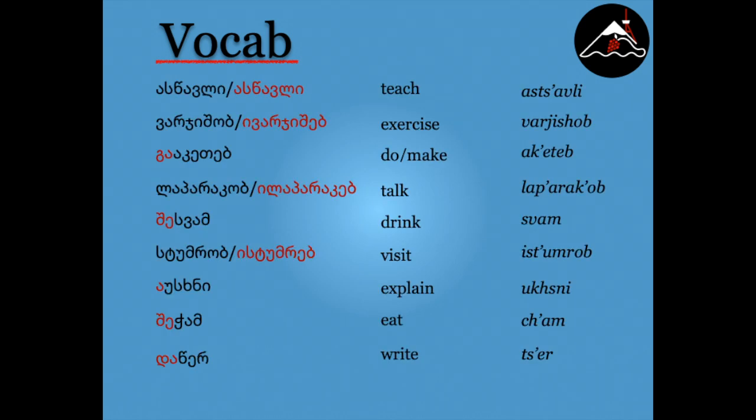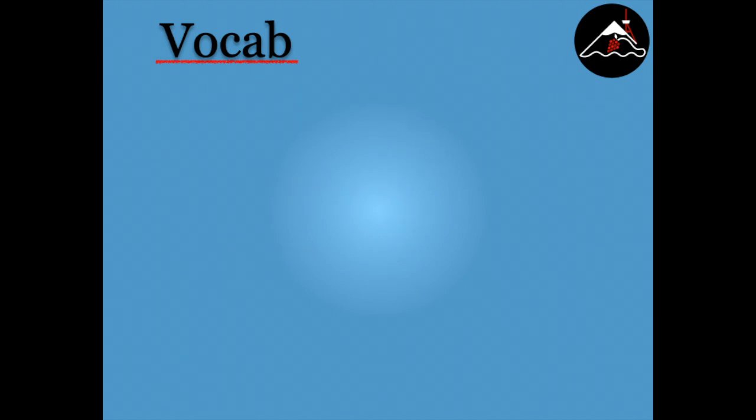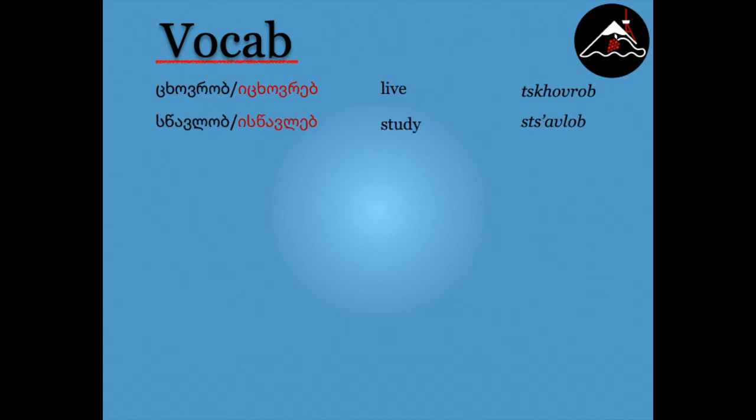Here's a list of verbs we learned in a previous video, including their future forms. The prefix is emboldened in red. Here are a few new verbs. They are in their present tense second person singular form. However, their prefix is in red. Sklovrob, live. Stsavlob, study.